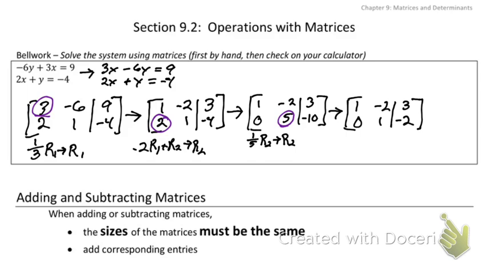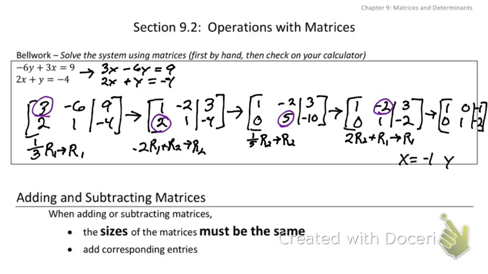All right, to get rid of that 2, because that needs to become a 0, I'm going to multiply row 2 by 2. I'm going to add it to row 1. That's going to become my new row 1. And we're going to end up with 1, 0. 1 times -2 is -2, plus 3 is... Oh, I'm sorry, -2 times 2 is a -4, plus 3 is a -1. And then we have 0, 1, -2. So our answer is x equals -1, y equals -2.